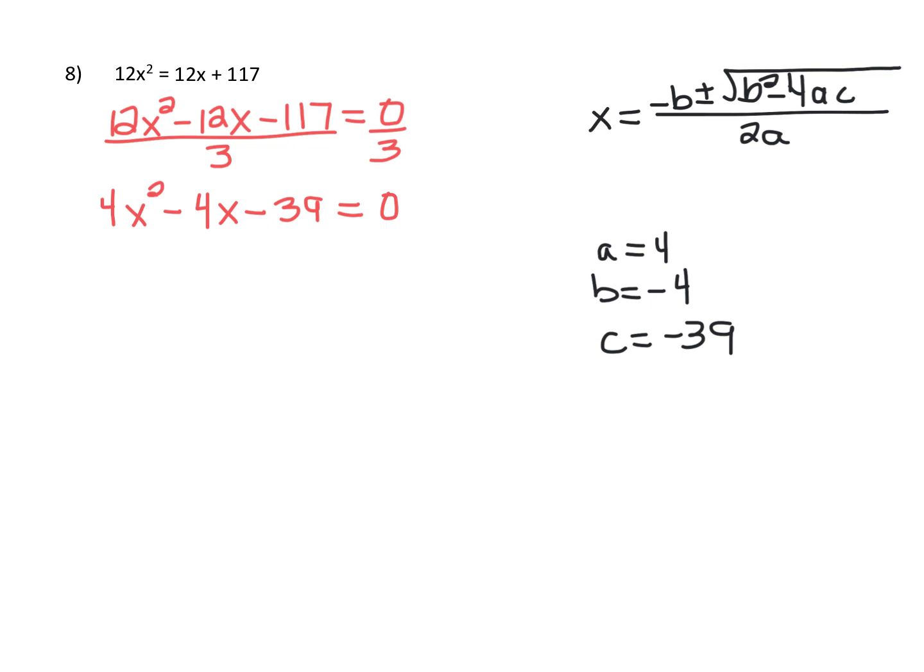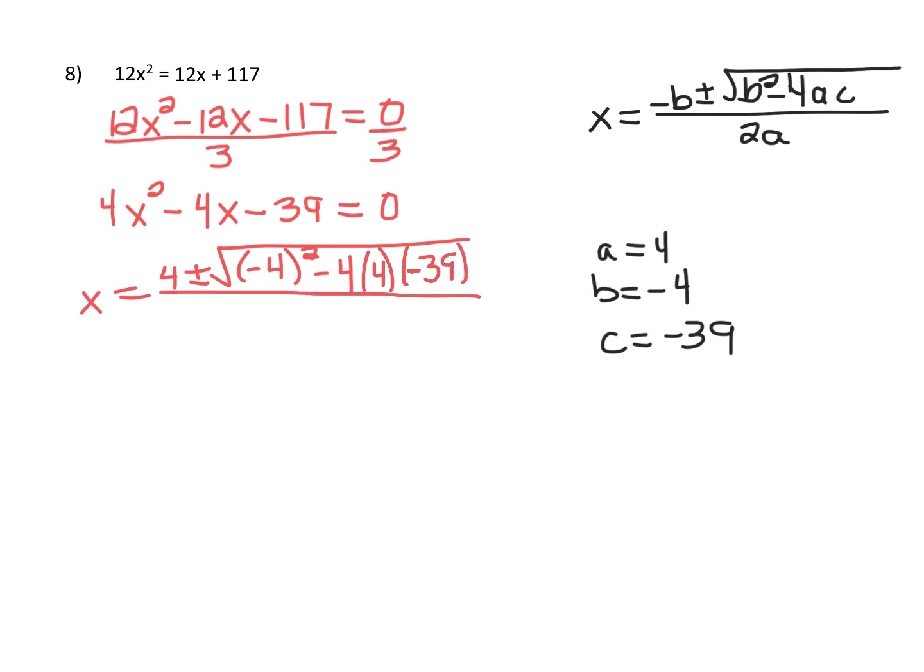All right, so let's plug it into our quadratic formula. So we write x equals negative 4, so positive 4, plus and minus the square root. Okay, remember when we plug in that b, it has to go in parentheses if it's negative. You could always just put it in parentheses, whether it's negative or positive. That way you don't really have to think about it. And then minus 4 times a, which is 4, times c, which is negative 39. Over 2 times a, so 2 times 4.